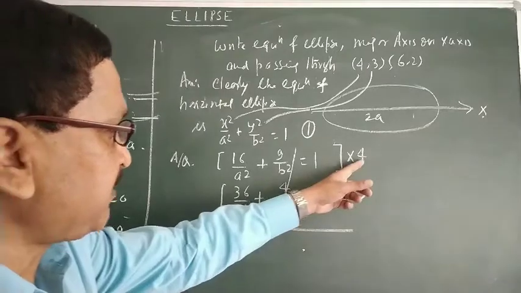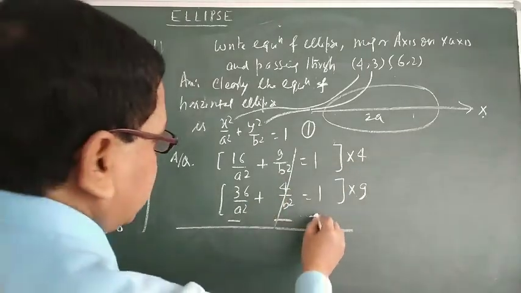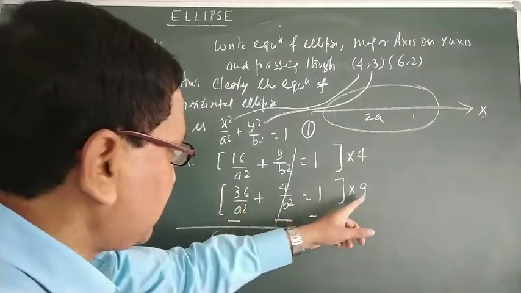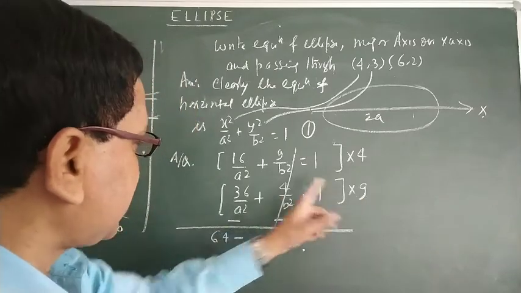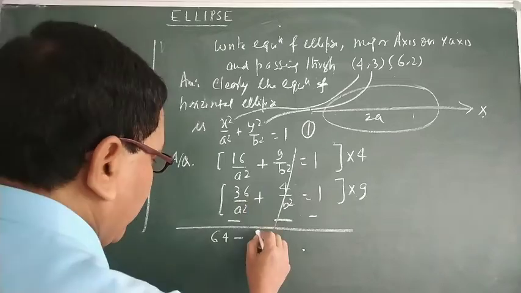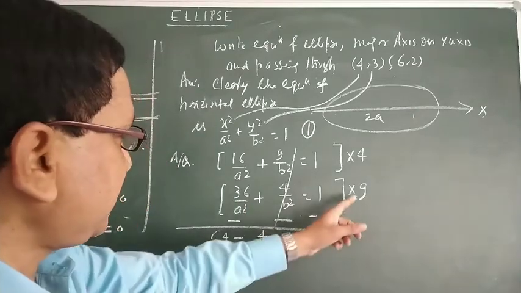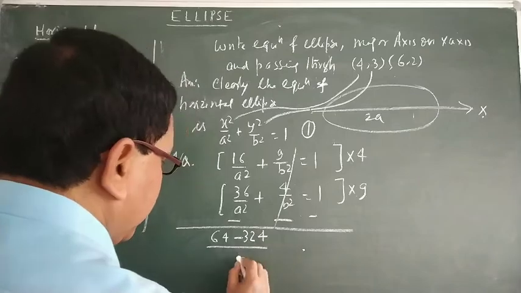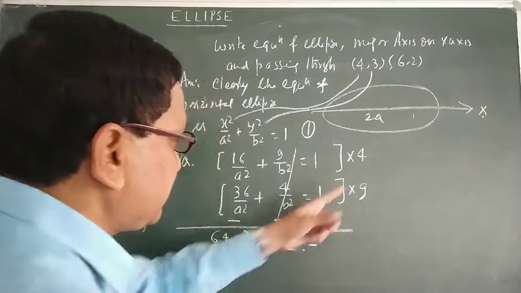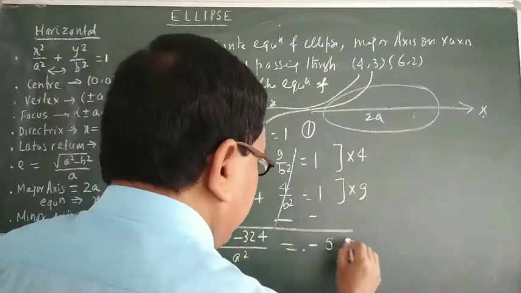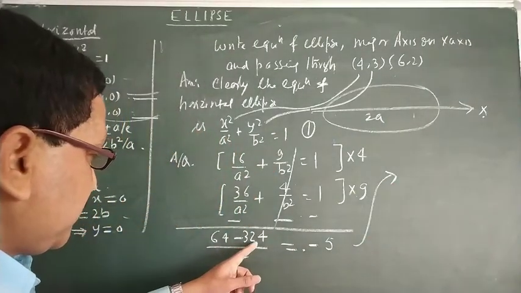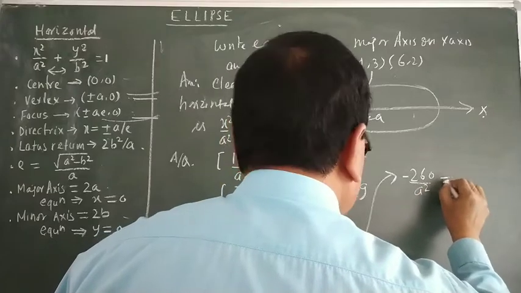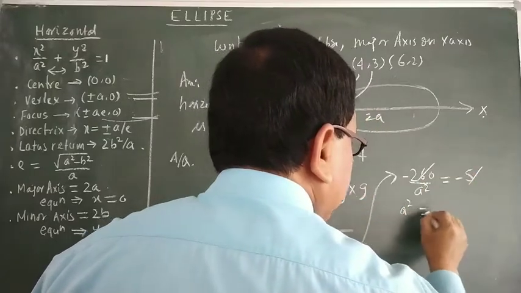This is cancelled. 9 4s are 36, 9 4s are 36, and this 16 4s are 64, 64 minus 9 times 6, 9 6s are 54, 4 carry over 5, 9 3s are 27, 27 plus 5, 32 by a square. This is equal to minus 4 and minus 9, this gives minus 5. So this is minus 260 by a square is equal to minus 5. So a square is equal to 52.